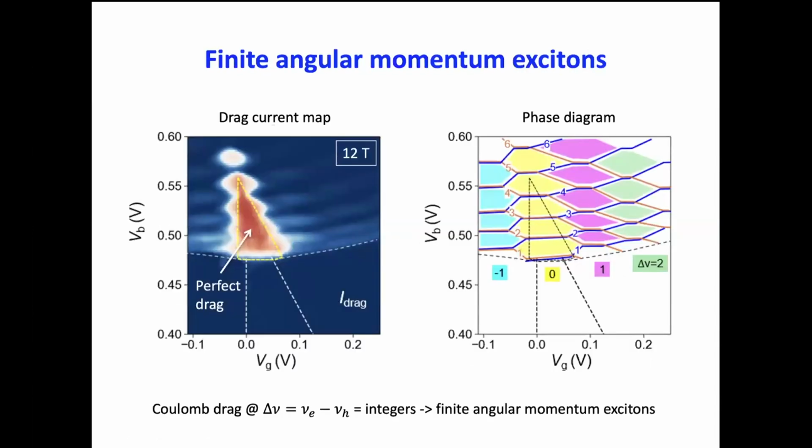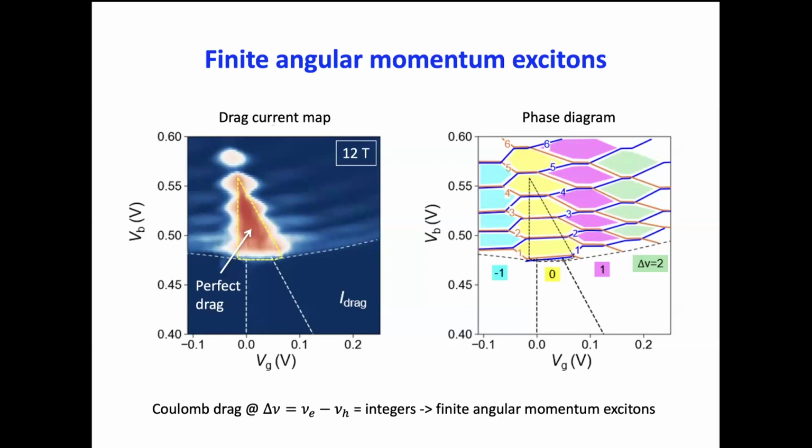Okay, this is the final technical slide. So far, everything I've been telling you is under zero magnetic field. You can also turn on the magnetic field in this electron-hole layer system, and you still get this perfect Coulomb drag in this triangular region that has an exciton insulator. And in this case, it's actually zero angular momentum excitons.